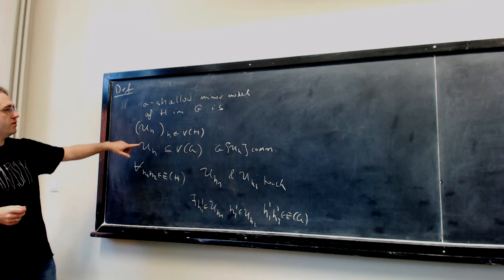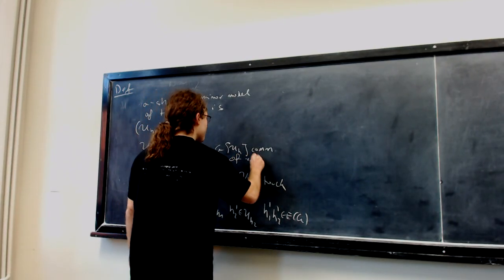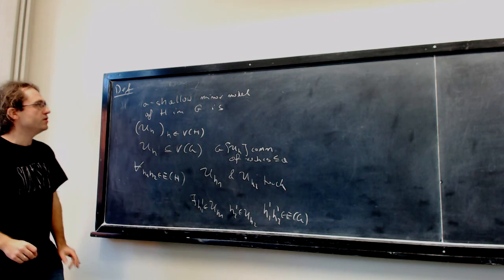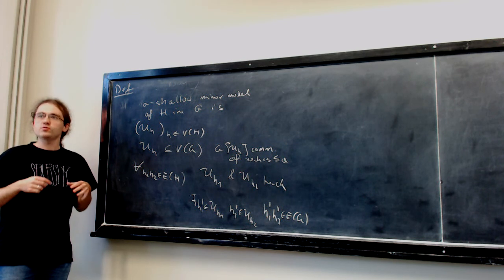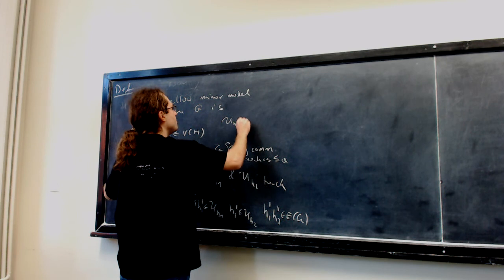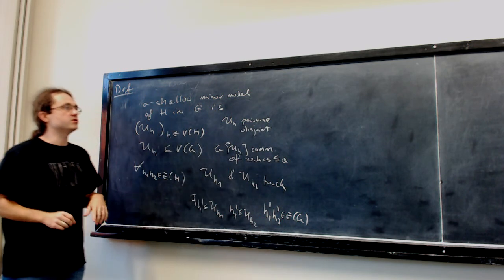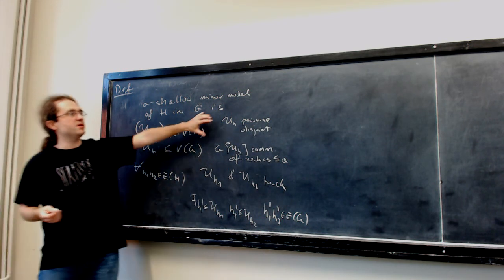And we had here that each U_h is connected of radius at most a. That means shallow. That was the minor model, this is the shallow minor model. And now I want to add congestion to this definition. There was this condition that the U_h are pairwise disjoint.